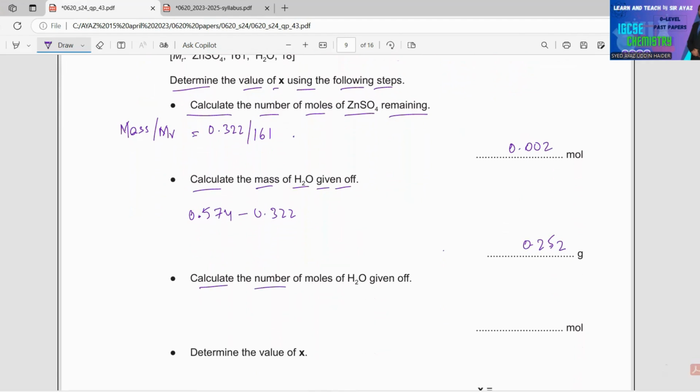Now calculate the number of moles of H2O given off. In the same way, you will divide the mass obtained by the Mr of H2O. So 0.252 divided by 18, you will get 0.014 mole.